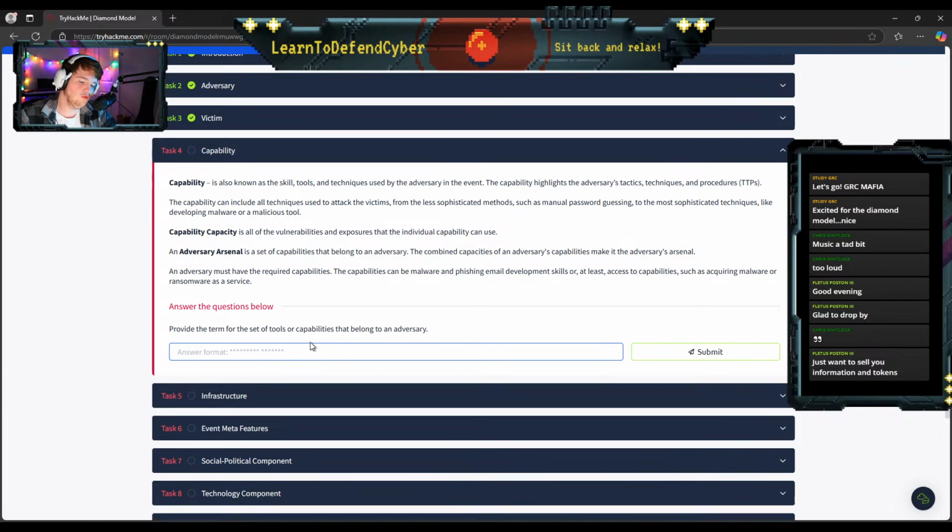So, this one sounds a little more vague. The capability, I guess it's best broken down as the TTPs. But it also is a little more vague in the fact that it says here in the adversary arsenal that it can be the combined capacity of their capabilities. So the ability to make malware.